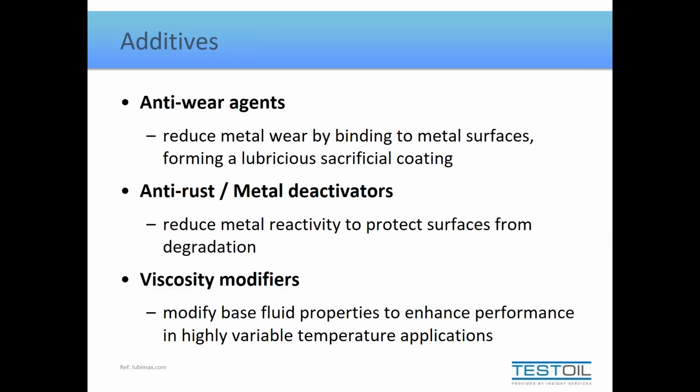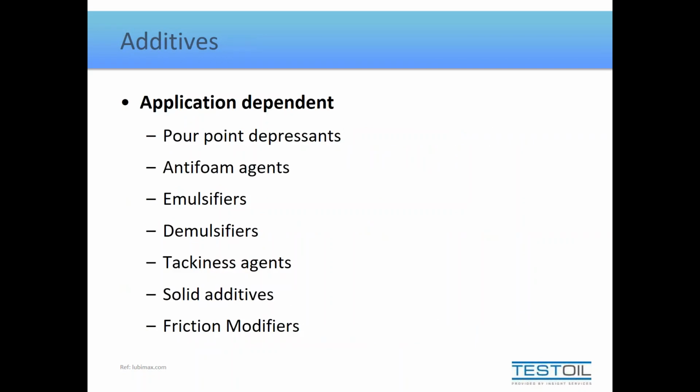And all of these additives tend to be quite common in most greases. Where we start to see some application-dependent ones are in things like pour point depressants, where we might use those for expecting the grease to work in outdoor and cold temperatures. We can use emulsifiers and demulsifiers to change the characteristics of how the grease will interact with water.